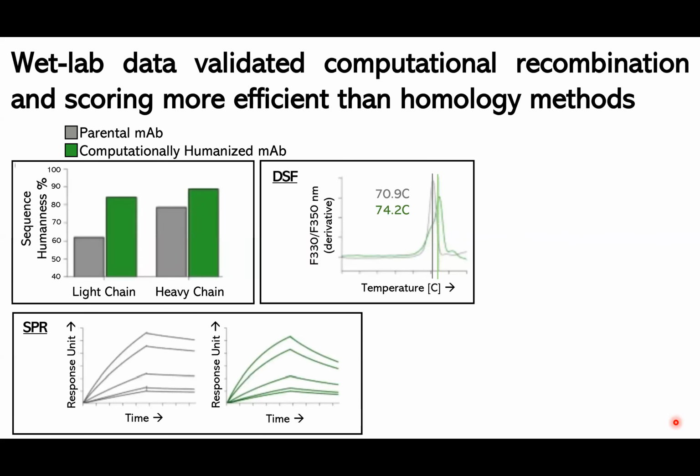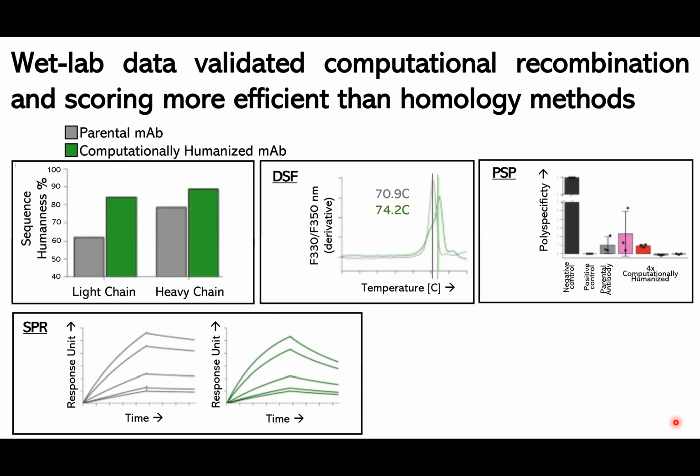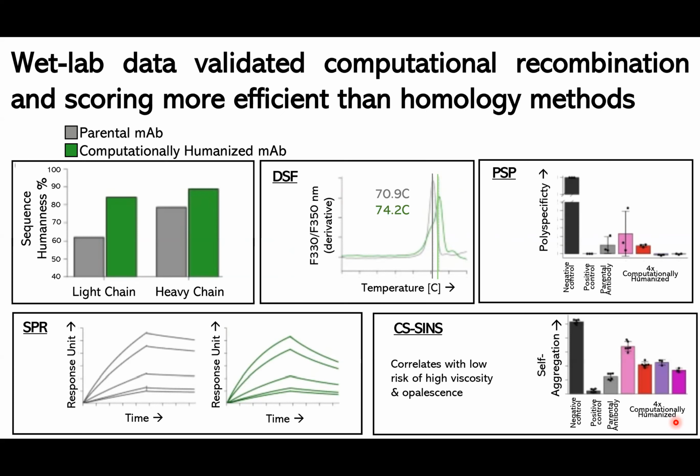They showed that they had acceptable and even improved binding kinetics. They used a polyspecificity particle assay to show that their humanized antibodies were within an acceptable range of polyspecificity. And then they used a CS-SINS self-aggregation assay to show that their antibodies were within an acceptable range. And this correlates with low risk of high viscosity and opalescence, which are critical for therapeutic development.